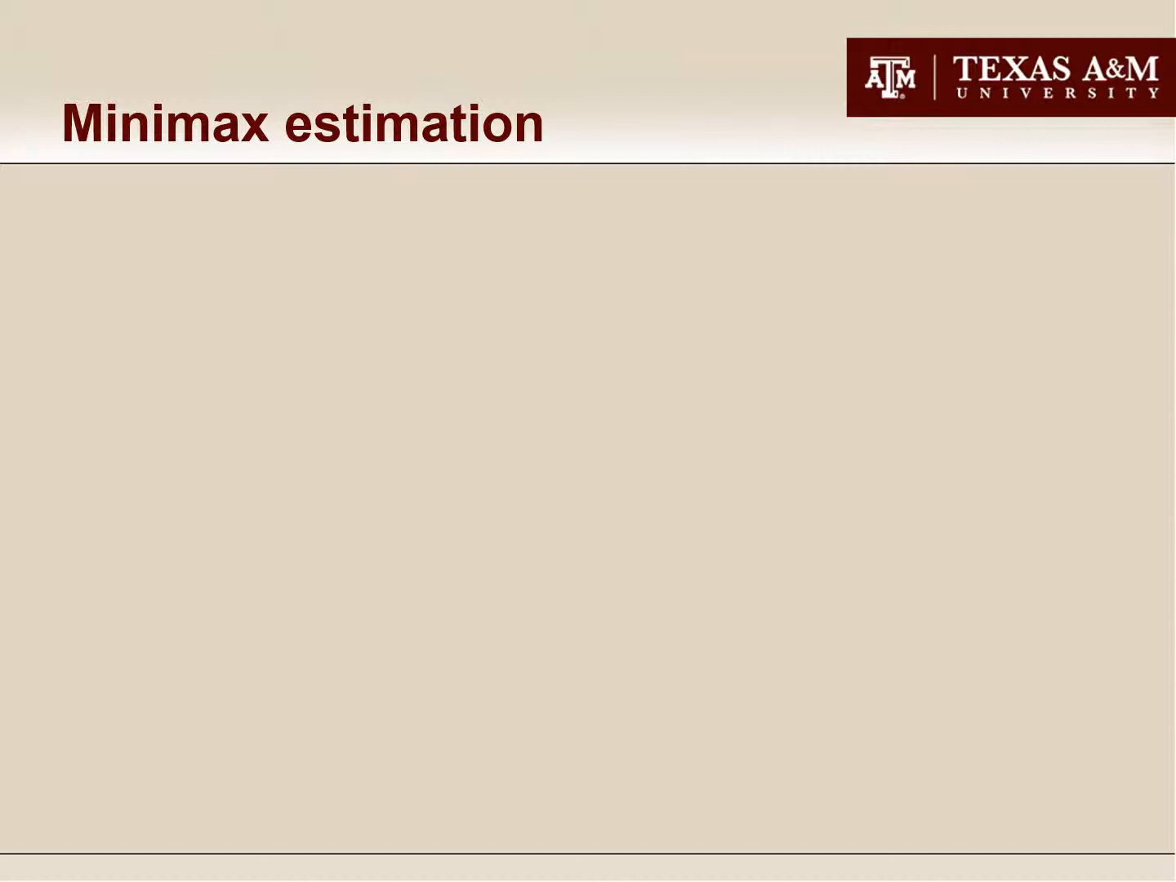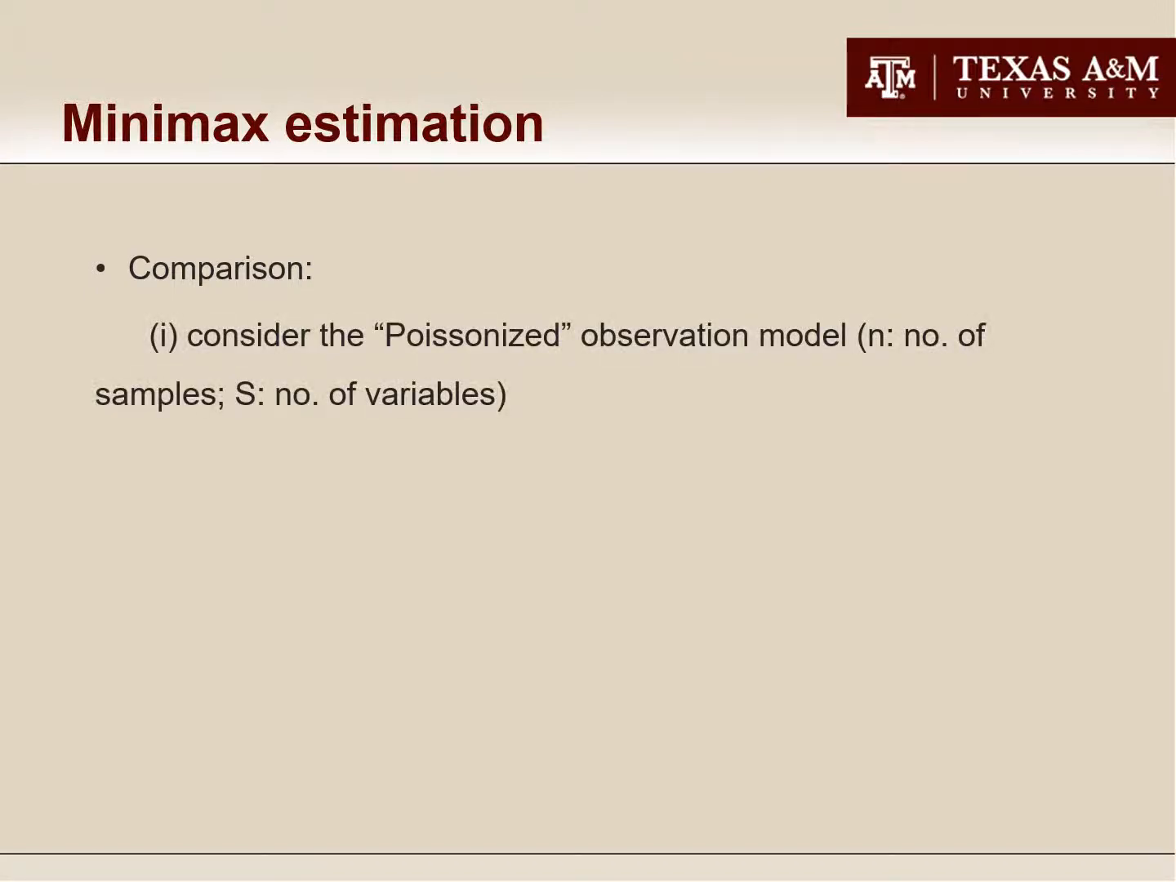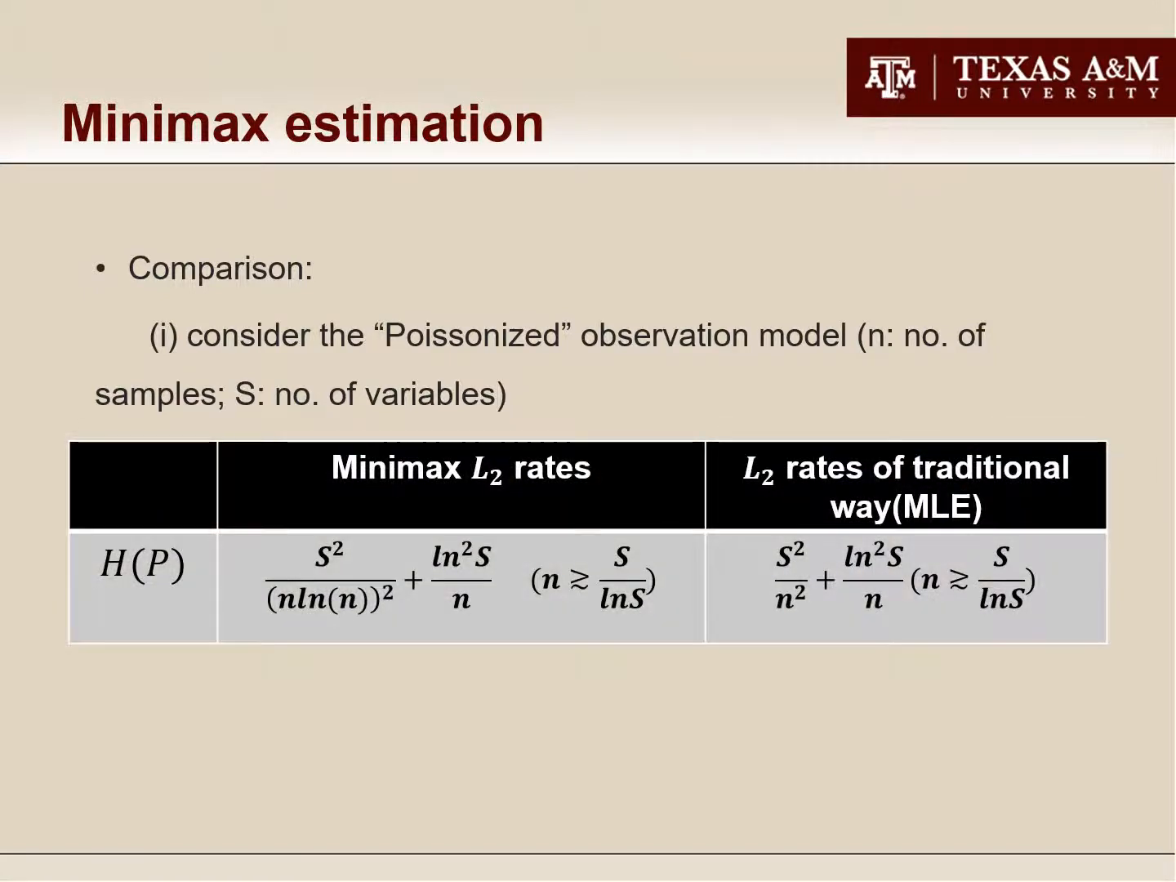After we change the way we compute the entropy, we can make the comparison between the minimax estimation and the traditional ways. First, we consider the Poisson observation models. And here are the results. We can find that the L2 rate for the minimax estimation is less than the L2 rate of traditional ways.